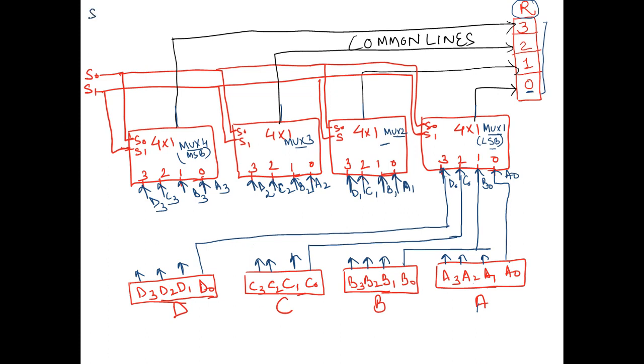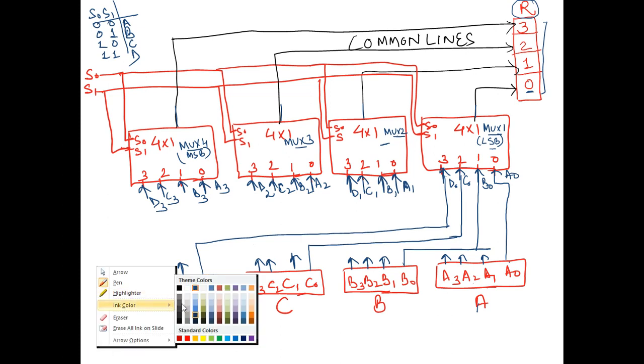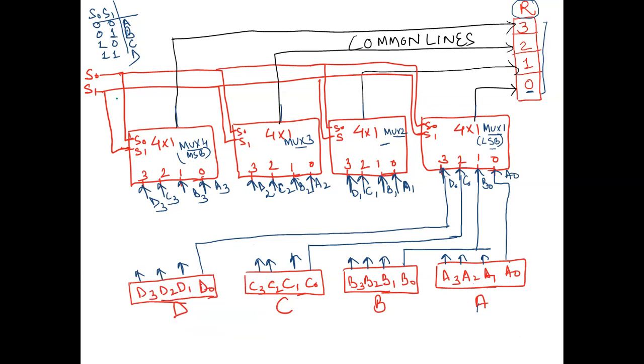So as I discussed with you earlier also, the selection line will be responsible for transferring the data. Let's suppose for this selection line 00, A will be able to proceed with the transfer of the data. Similarly, B, C and D for the other available selection inputs. So how will this data transfer take place? Let's understand that in more detail.